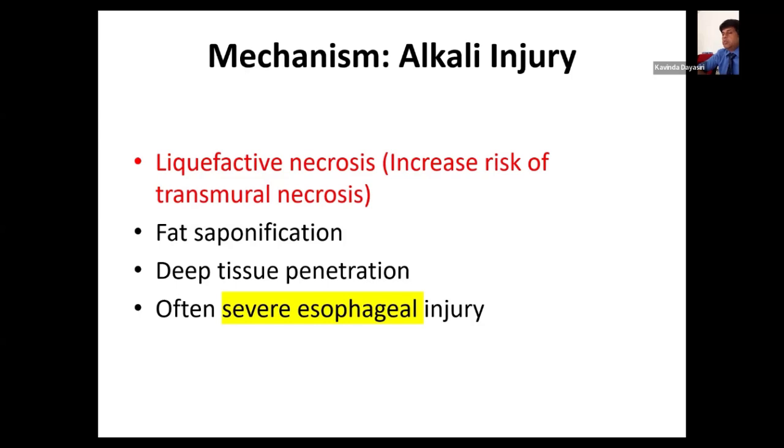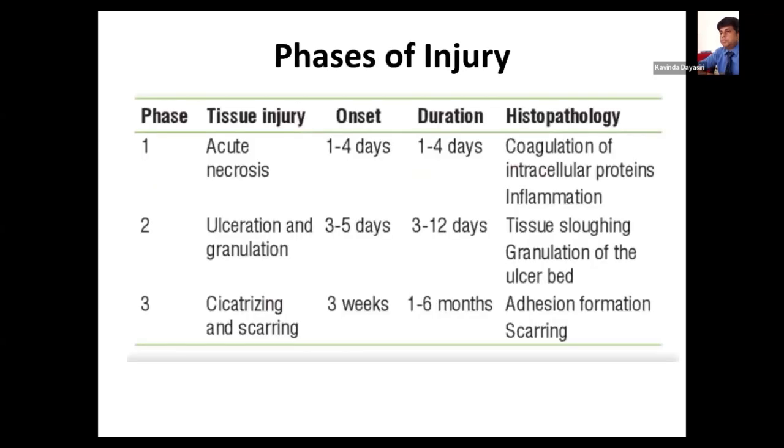And because there is no coagulum formation, necrosis spreads across, not limited to, the entire length of the esophagus. So it can cause transmural necrosis both at the stomach and the esophagus, and sometimes it can erode into the surrounding structures, resulting in necrosis of the surrounding vital tissues as well. So it has the potential to cause deeper tissue penetration compared to acid-mediated injury. And alkalis are more commonly associated with severe esophageal injury, including transmural necrosis.